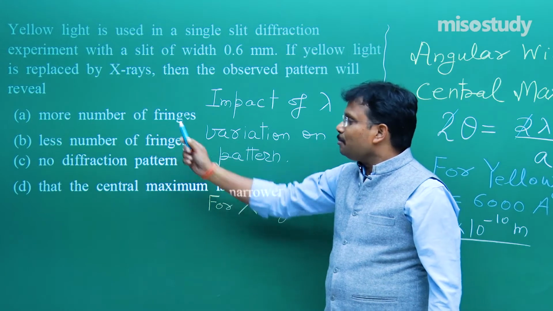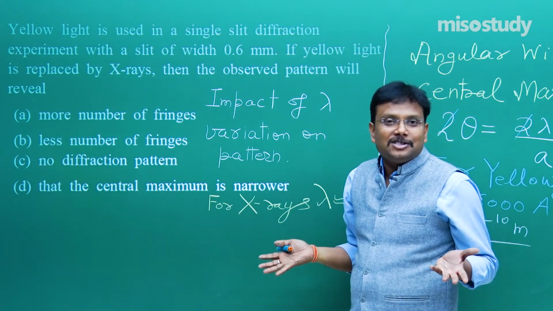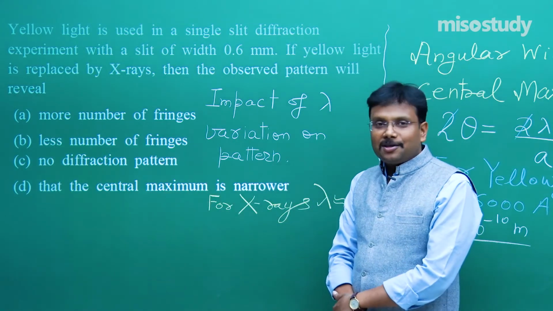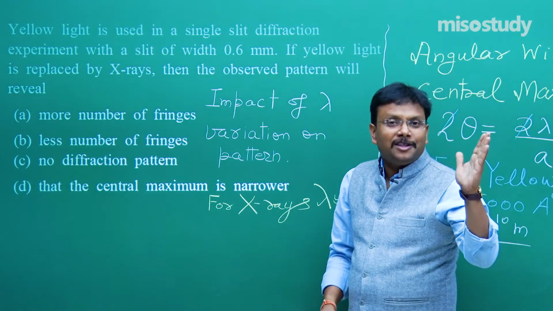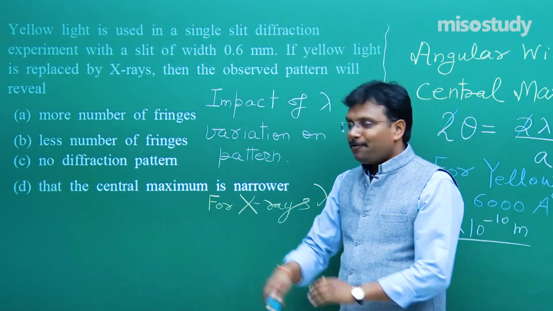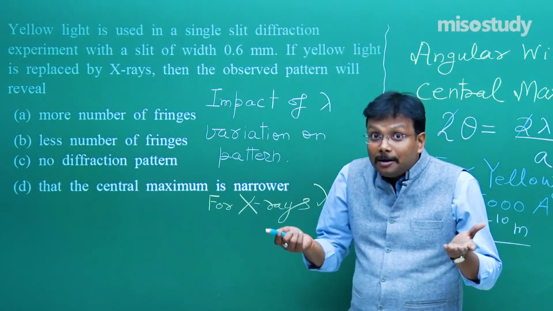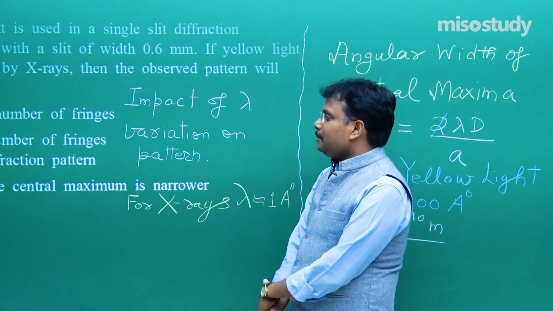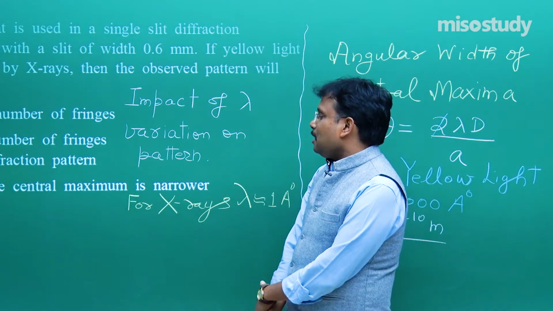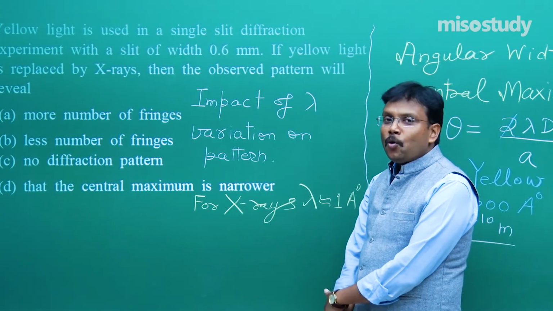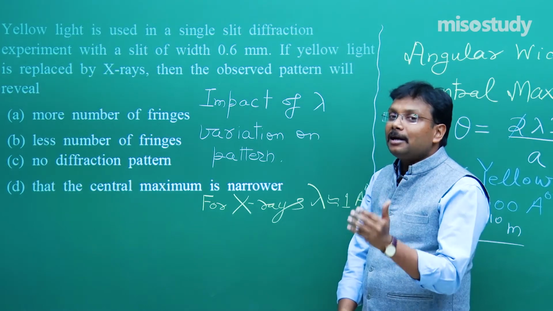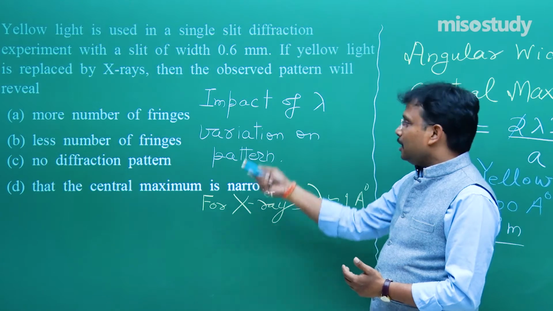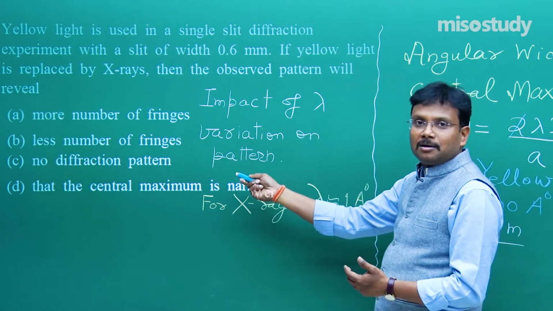Fine. So if it is also going to be narrow, then the central maxima is narrower. More number of fringes. Who is interested for fringes? In diffraction pattern, it is not like that. Less number of fringes, again something associated with interference. No diffraction pattern, no, it is not like that, because lambda is existing. Fine. So ultimately what is important? The central maximum is narrower. Reason, theta is directly proportional to the wavelength. Reduction in wavelength, impact of lambda variation.